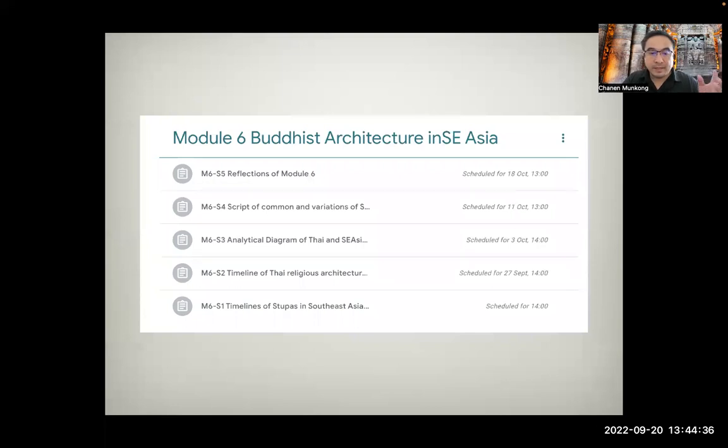You will have 5 steps, all right? 5 steps, 5 weeks. First week, of course, you need to gather data of the stupa in Southeast Asia, right? At the bottom, M6S1, Session 1. And then section 2, because you study in Thailand, you need to use Thai as a main baseline. Okay, we will take the history of Thai architecture as a baseline, and then you link to other cultures. Then you need to analyze the similarity and variations of forms, right?